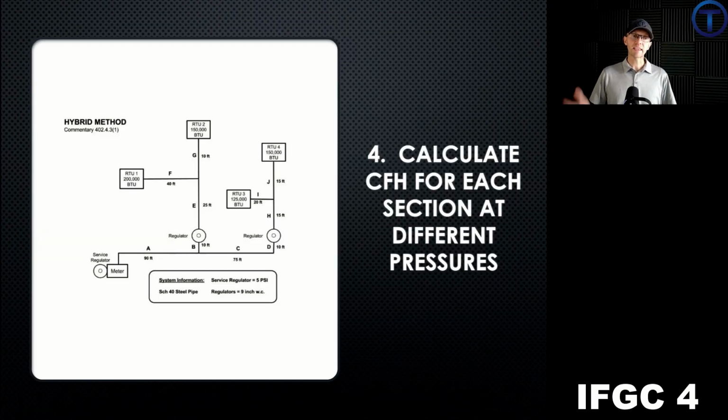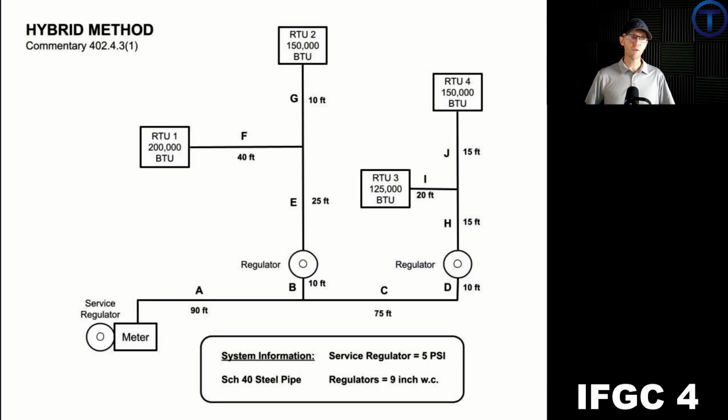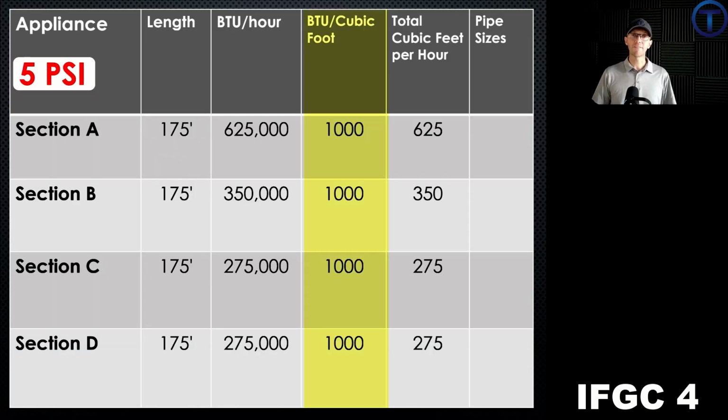Next, we need to calculate the cubic feet per hour for each section at the different pressures. Now we've expanded this table. This portion of the table are all of the sections that are 5 psi. Notice we have our developed length of 175 feet. We've got our BTUs per hour listed. If we look at the totals here, the total BTUs for the entire system are 625,000. We'll divide that by our BTUs per cubic foot. Once again, we're keeping this simple, staying at sea level and using 1,000 BTUs for every cubic foot of gas. That gives us a simple 625 cubic feet per hour.